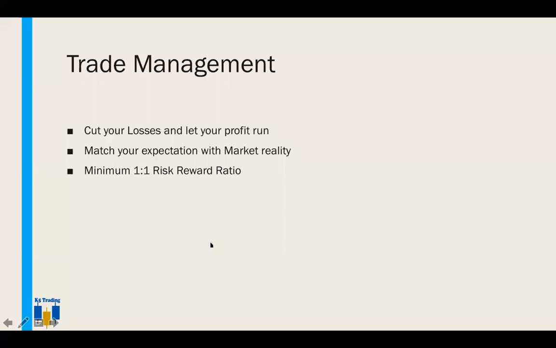Minimum risk to reward ratio for the stock market is at least 1 to 3. If your stop loss is at $1, your take profit should be $3. If you can see that there is a nearest support or resistance before $3, it means this is not a good trade.